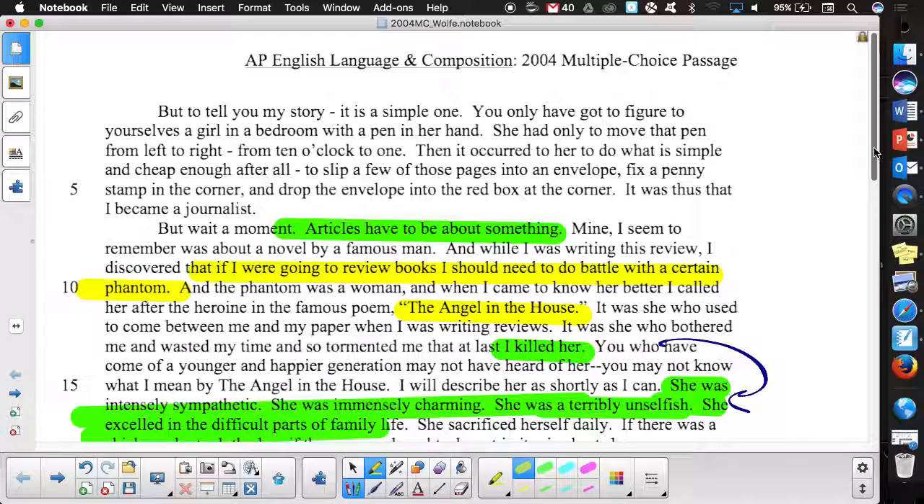Any understatement in that opening paragraph, lines 1 to 6? She had only to move that pen from the left to the right. That's all it took, back and forth, back and forth. What does she mean by 10 o'clock to 1? In the sense, is she going back and forth for 3 hours, or is there something else? Because there's something else. Jay?